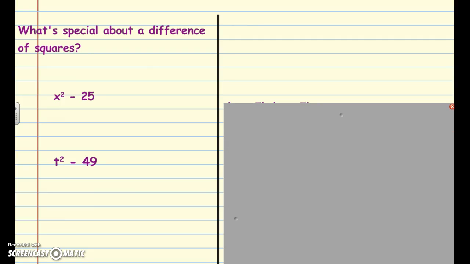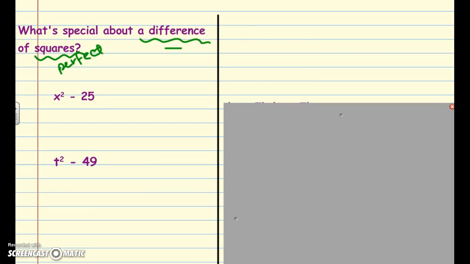One of the things that we want to think about is, when we say difference, that's thinking of subtraction. And squares, we want to think of perfect squares. So when I look at this first one, x squared and 25, I know that x squared is a perfect square, and so is 25.